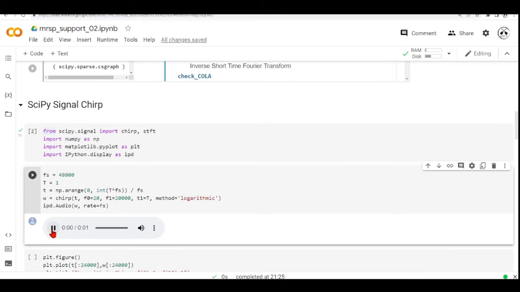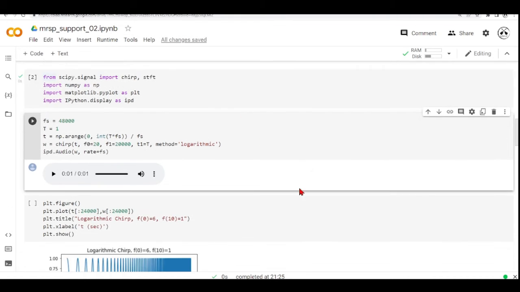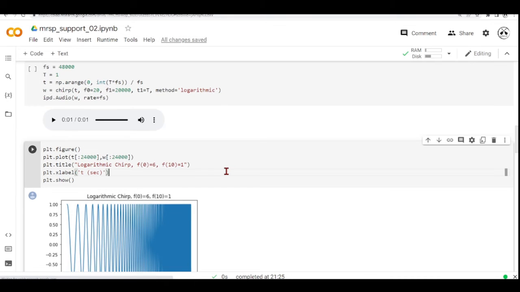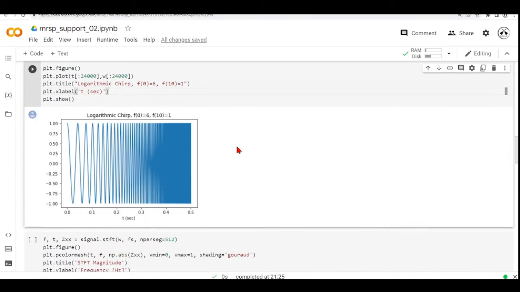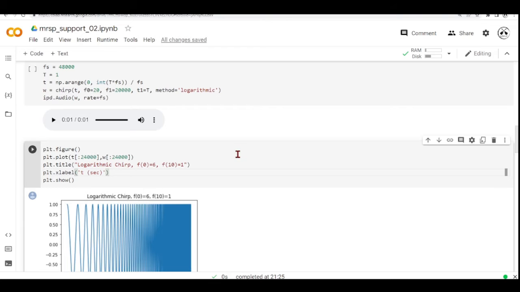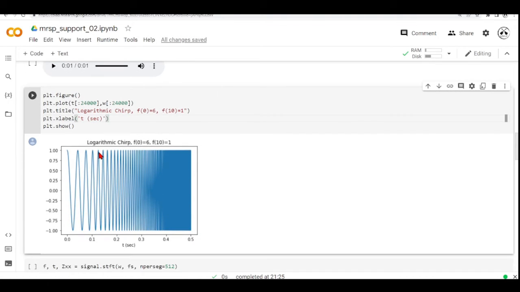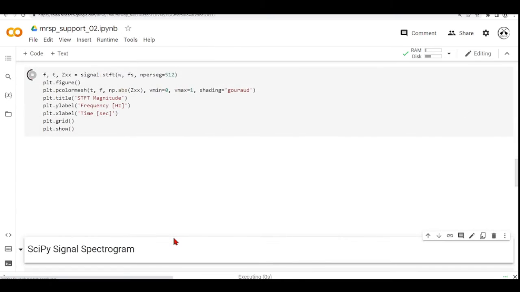That's 1 second, from 20 Hz to 20 kilohertz in a logarithmic way. And we can also plot this signal. Here we are plotting half a second. We are not plotting all of it, so we can see a bit more of the details. And we can see that its frequency is varying with time.